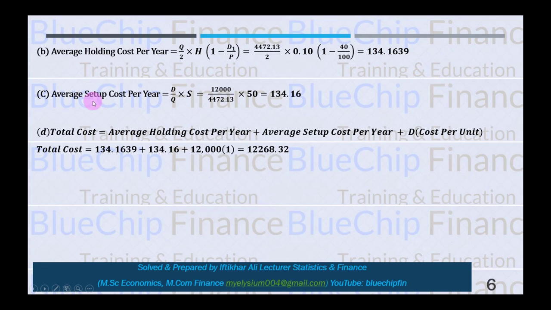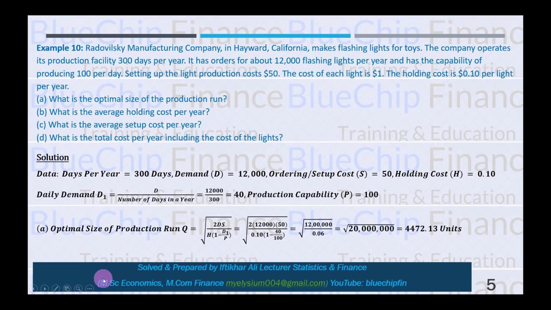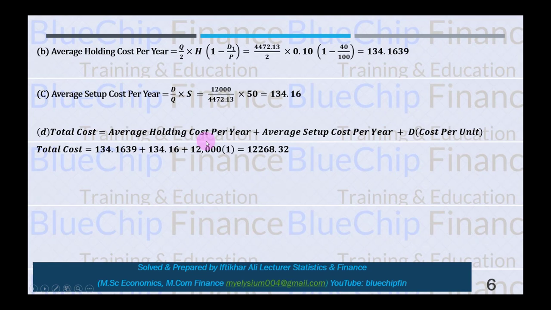134.1639. And average setup cost per year, the same formula should be applied here, which we already used in the previous questions: D by Q multiplied by S. So D is your annual demand, that is 12,000, Q is your optimal size of production, or simply you can say economic order quantity, multiplied by S, and after putting in the data, it is equal to 134.16.